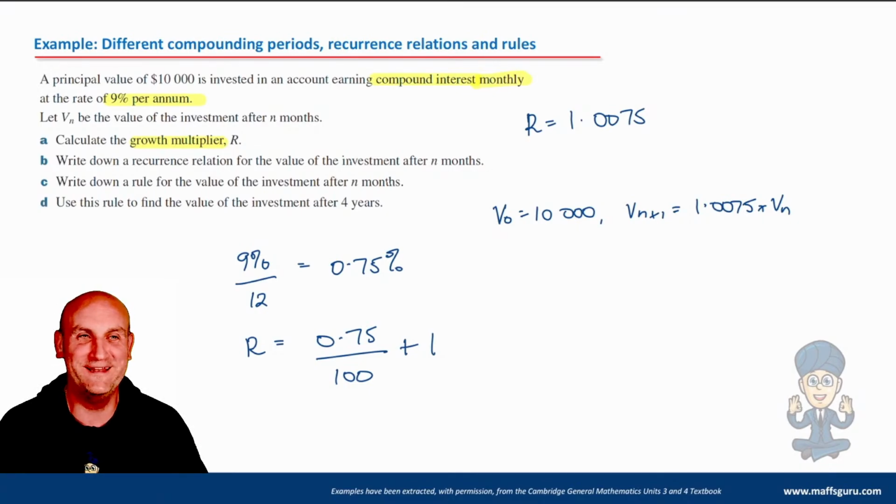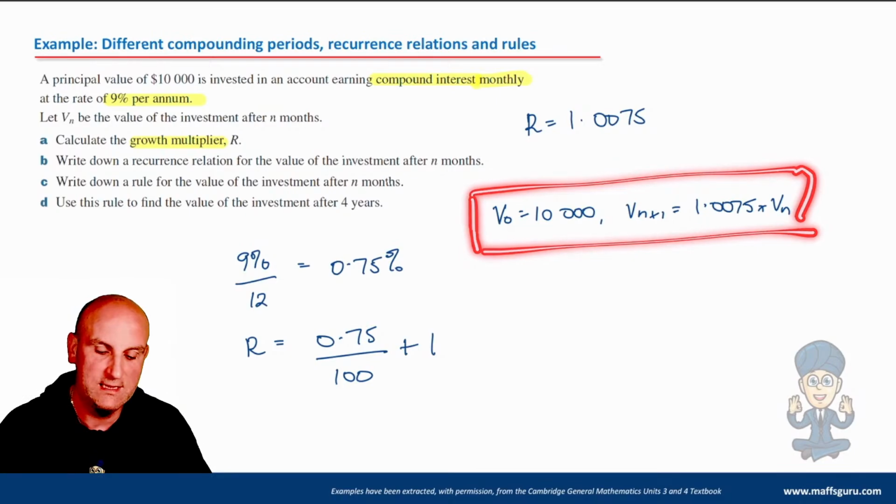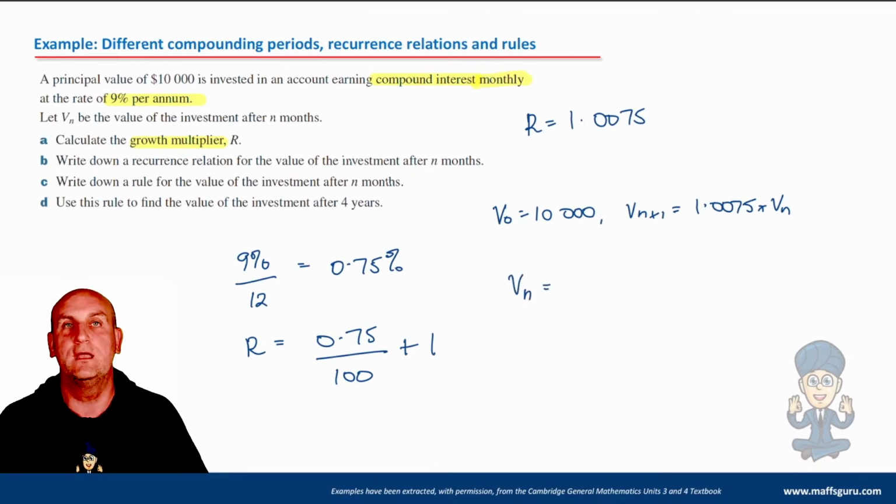Write down a rule for the value of the investment after n months. A rule. It is important for you to be able to go from a recurrence relationship into a rule. Again, a significant proportion of the state can't do it, and they lose so many marks. A rule always starts with Vn.